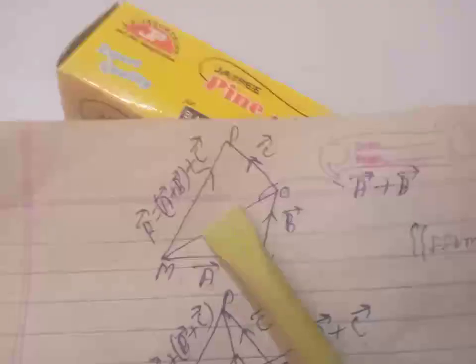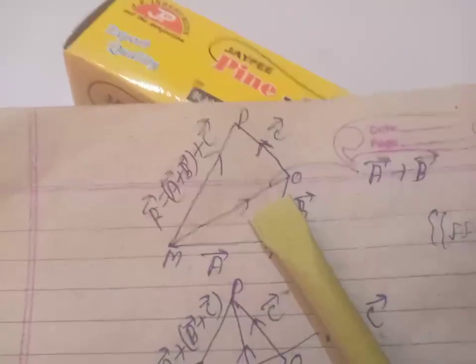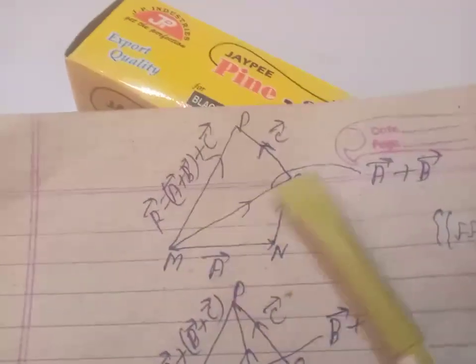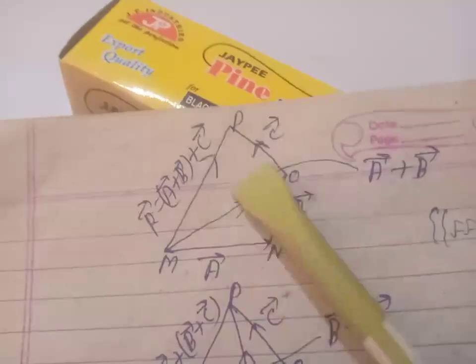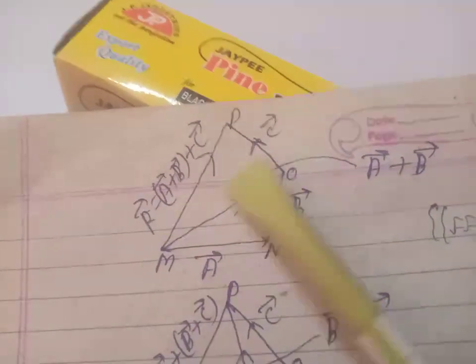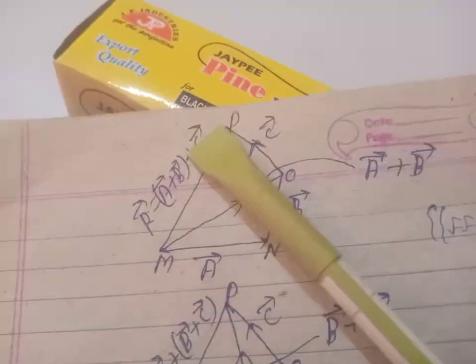Now here is represented the A vector, the B vector, and this line represents A plus B. Again, when we add the C vector to this, then this represents A plus B plus C.